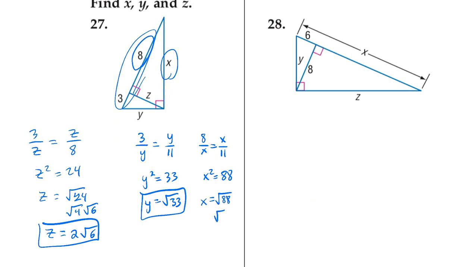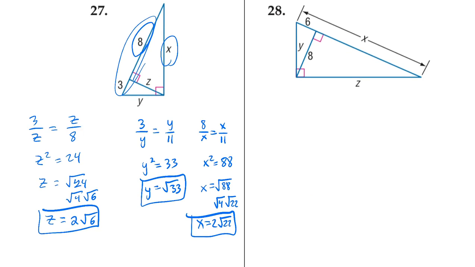There's a 4 in there. So that's root 4 times root 22. So x is 2 root 22. That's cool. Okay, now for the other one, we're not going to do it. Let's just do similar triangles here. Okay, so I'm going to put one angle marker 2.